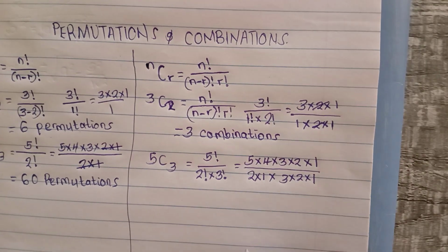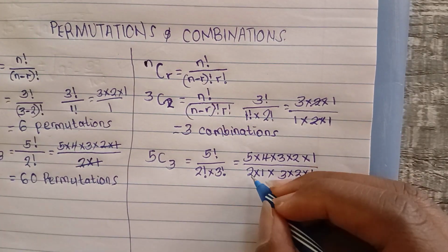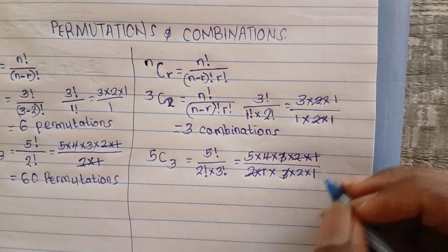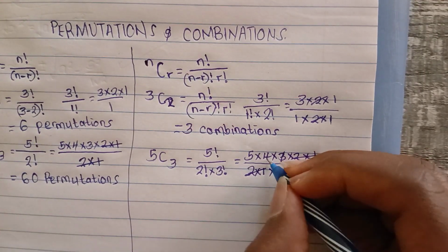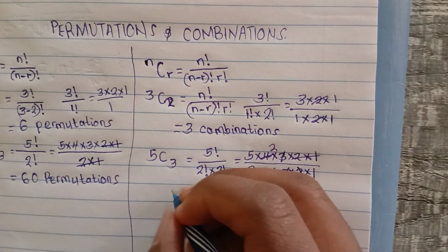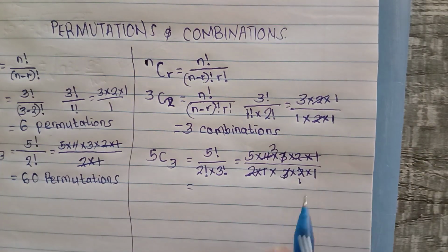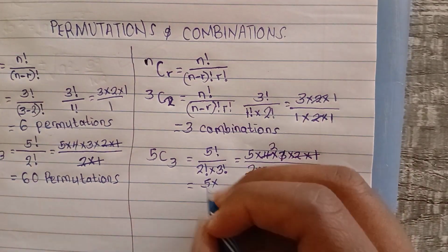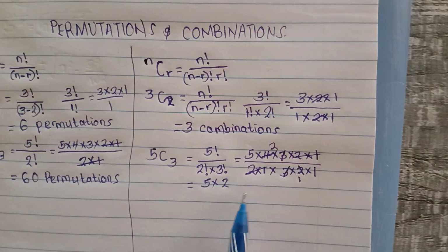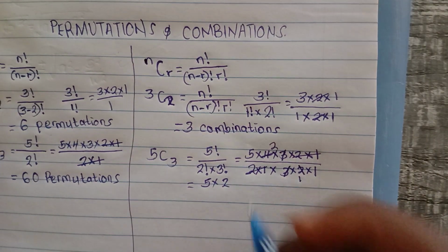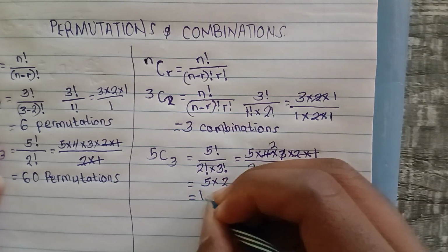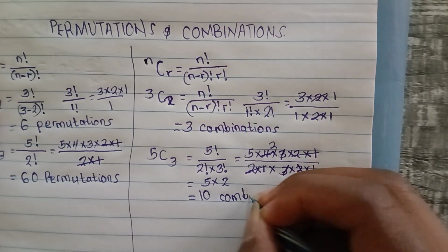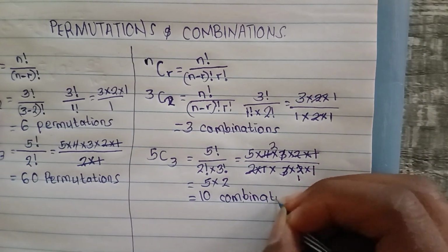That is 3 factorial. So then you cancel this, it will go with this. Then you're left with 3 will cancel with 3. Then 2 times 1 cancels with 2 times 1. So there you're left with 5 times 2 on the numerator, and the denominator, you don't have anything. So that is 5 times 2, that is 10. So there are 10 combinations.